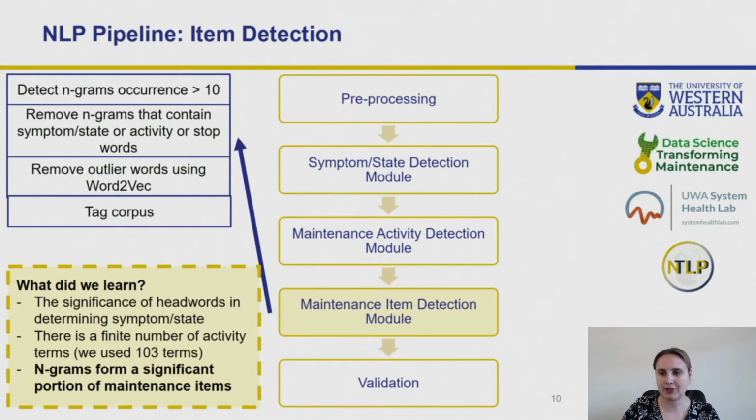Items include engine, water pump, or starter motor. In creating this module, we learned that n-grams form a significant part in finding maintenance items as well. We found that if an n-gram appears regularly in the short text and is not a symptom state and is not an activity, then it is likely to be a maintenance item. This, combined with a dictionary used to detect well-known single-word items such as engine, formed our maintenance item module.